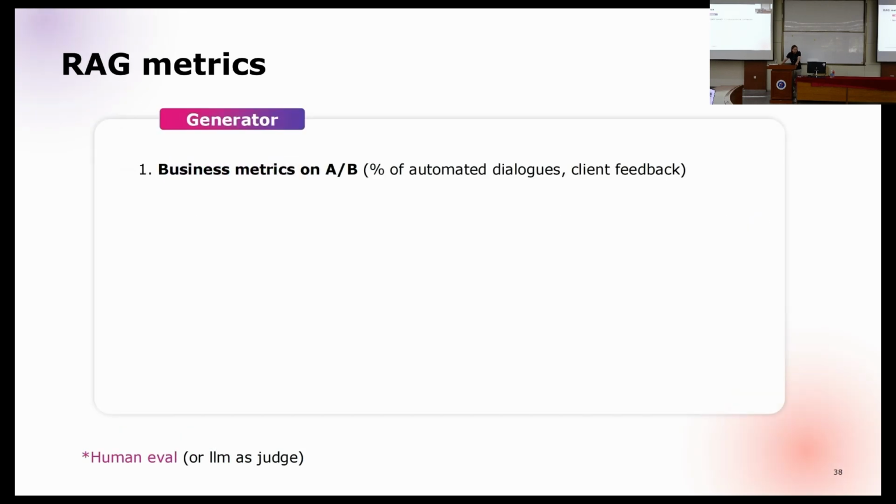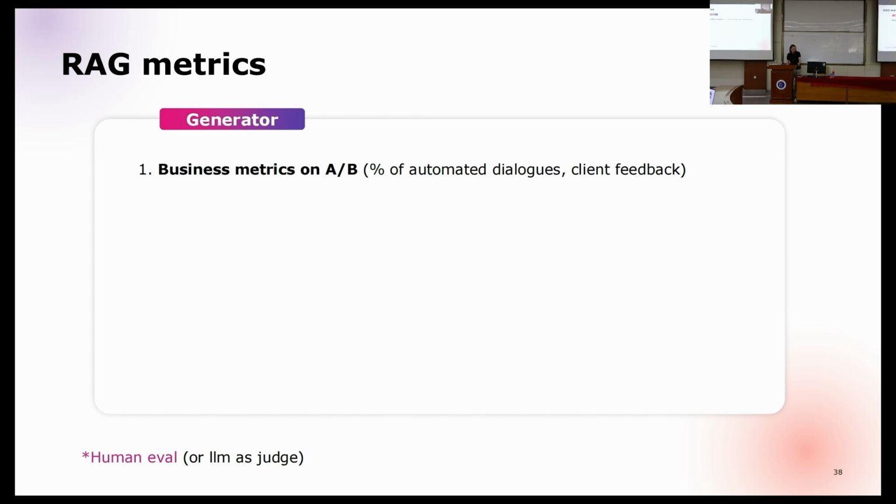Okay, let's move on to the generator part. Among generator metrics, the most important and the key metric is the business metric. The whole point of what we do is to make business metrics better. That's why we need to focus mainly on those business metrics, for example, automated dialogues, client feedback. The problem with business metrics is they are high level. You definitely can't calculate them offline.